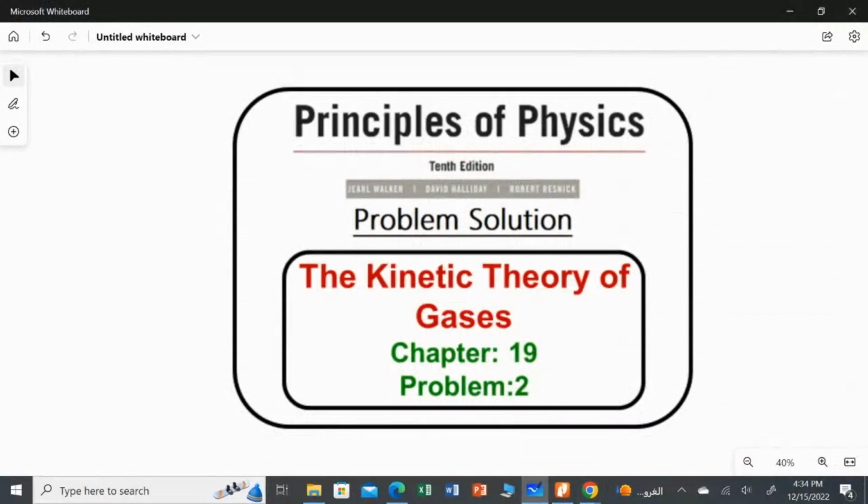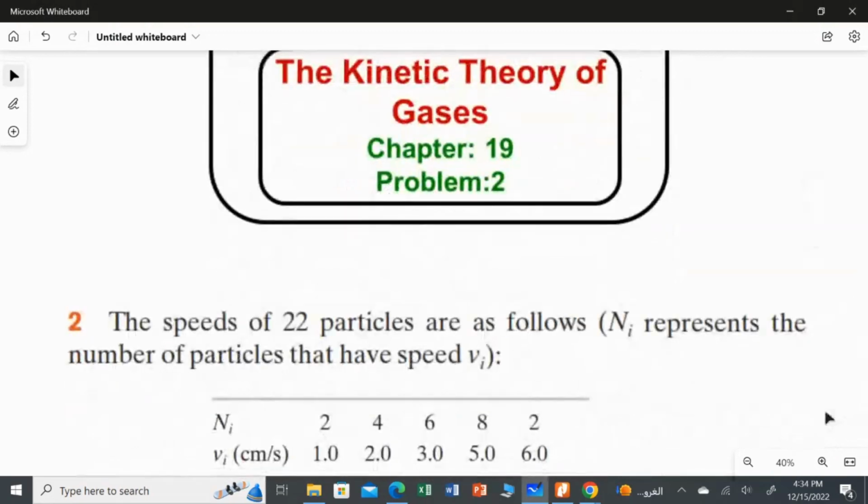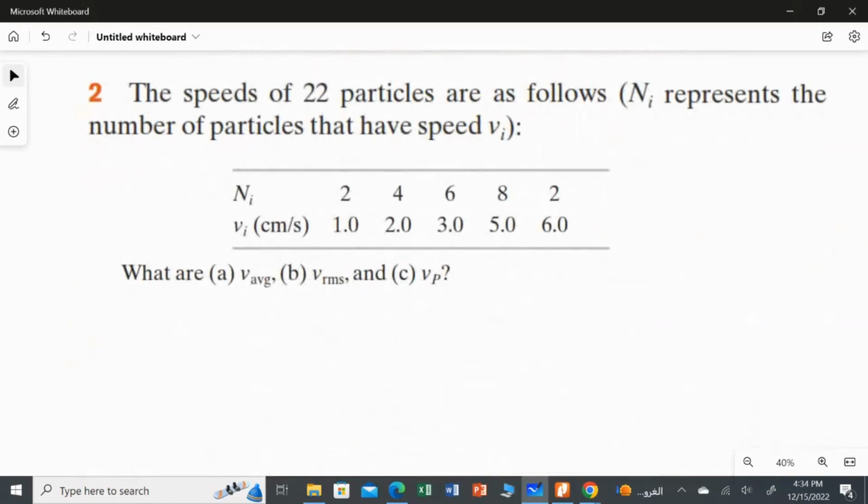In this video, I am going to solve the second problem from chapter 19. The speeds of 22 particles are as follows. Ni represents the number of particles that have the speed Vi. So here you have to see the chart. In this chart, they give the number of particles, represented as Ni, and its respective speed, which is Vi, and the speed here is in centimeter per second.